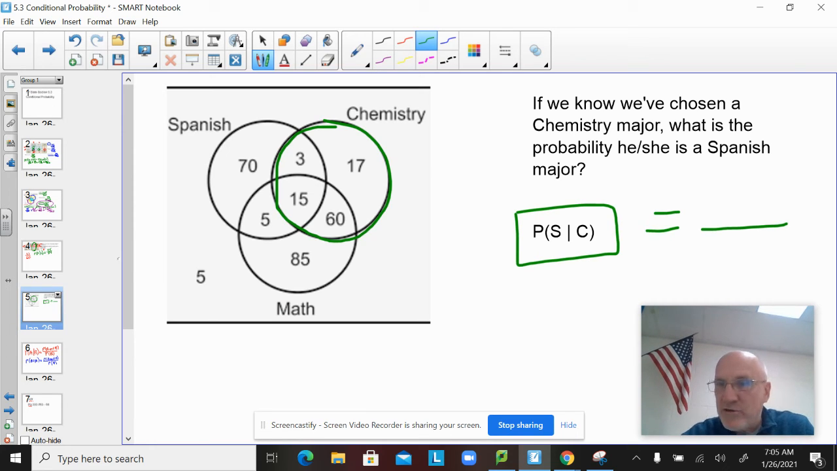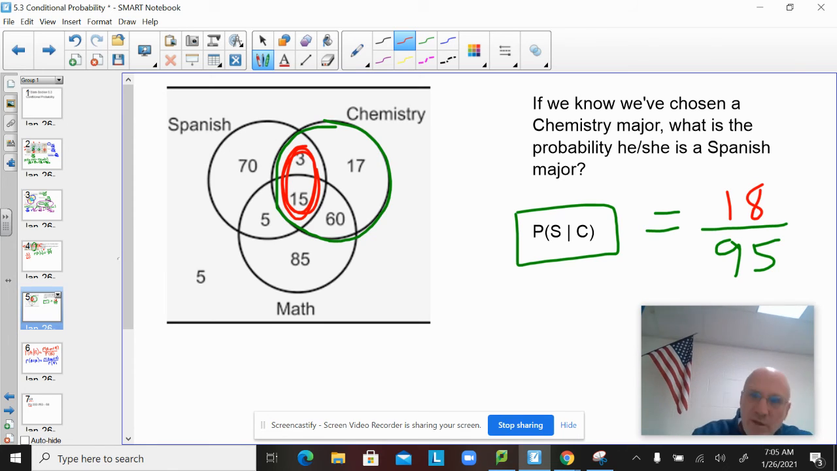Well, how many chemistry majors are there? I'm going to add up all the chemistry numbers: 60, 75, 95, I believe it was. Out of those 95, how many of them are Spanish majors? That's those two right there: 3 plus 15 was 18 out of 95. So you have to understand what you're being asked when it is asking a conditional probability.